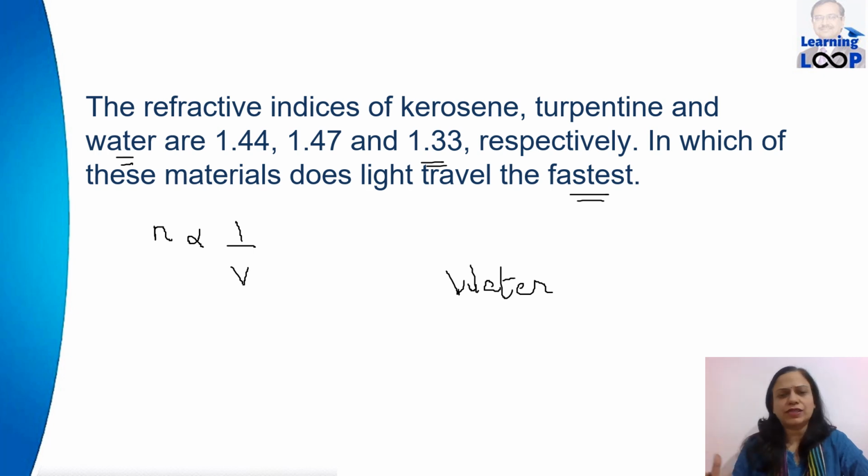If you get the question in a different way, like in which medium does the light travel the slowest, then it would be turpentine because it has the maximum value of refractive index.